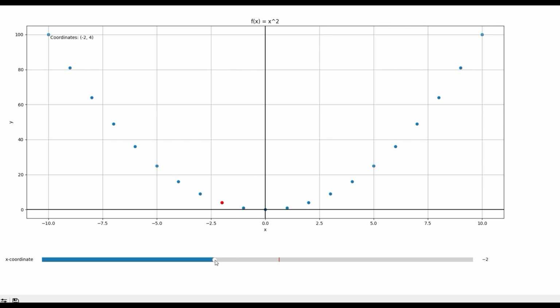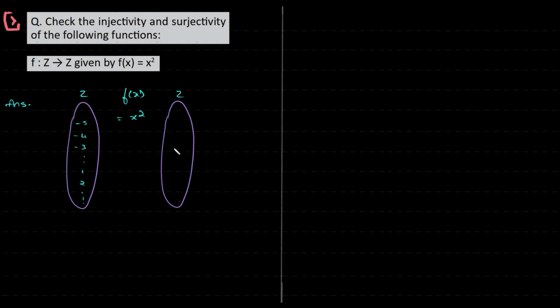But we can see that for an output of 9, I can give an input of 3 and also minus 3. Minus 3 also gives me 9, plus 3 also gives me 9. So all in all, what is happening? Yes, for an output of 9, I have two inputs that are mapping to it. So we have minus 3 and also plus 3. So what is this? This is an example of many to 1. So no, it is not injective.